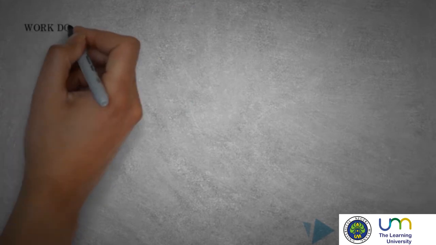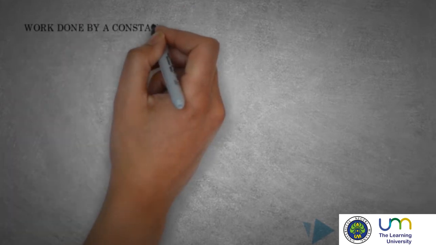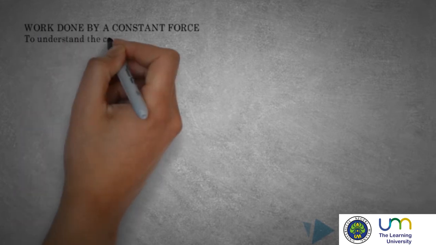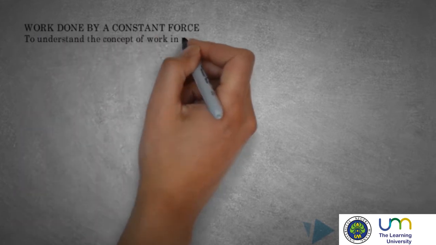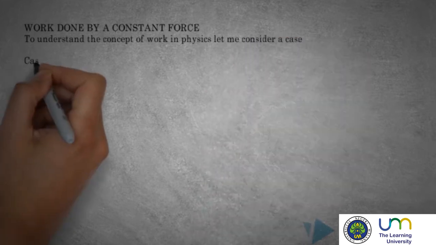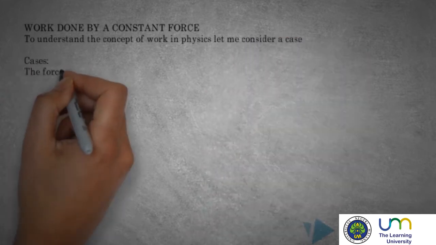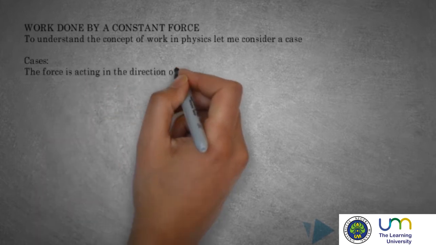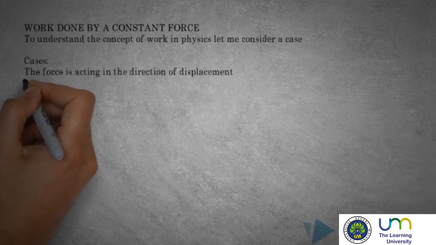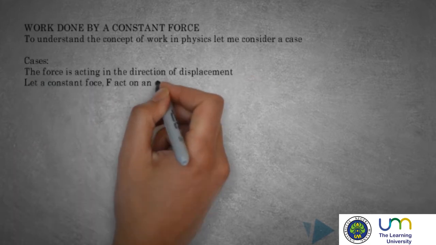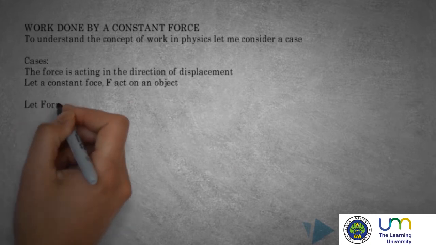Work done by a constant force. To understand the concept of work in physics, let me consider a case. The force is acting in the direction of displacement. Let a constant force F act on an object. Let the object be displaced by a distance S. Work done is equal to W.